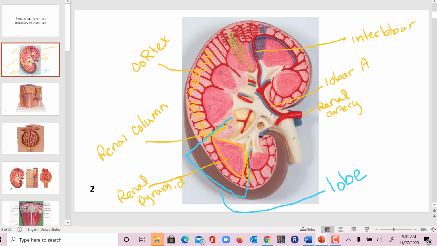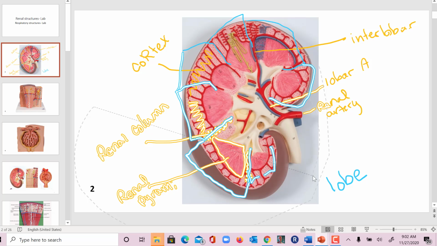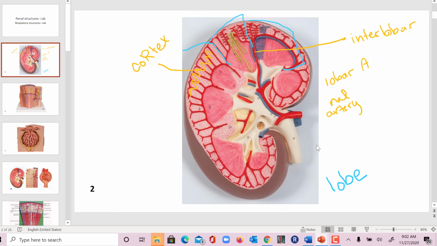How many renal lobes do we see in this picture? We see 1, 2, 3, 4, 5, 6, 7. 7 lobes to this specimen, this model. Okay, I'm going to erase this so I can continue on with my blood vessel discussion.